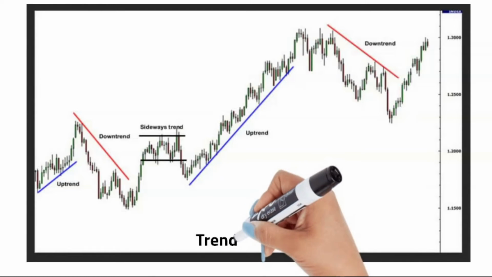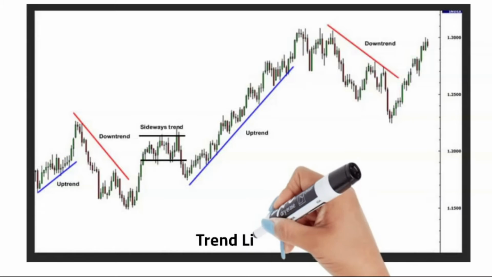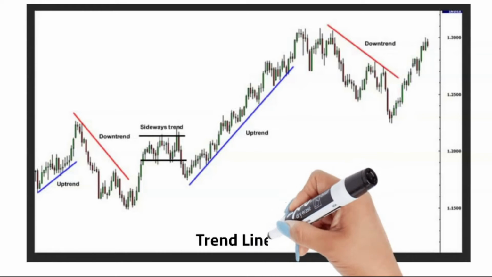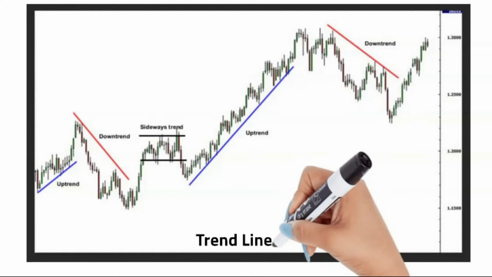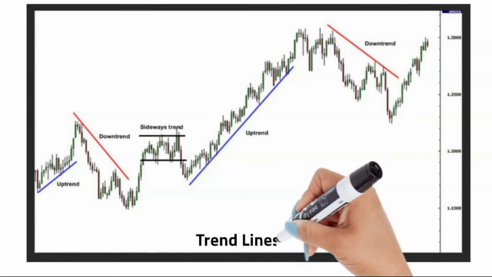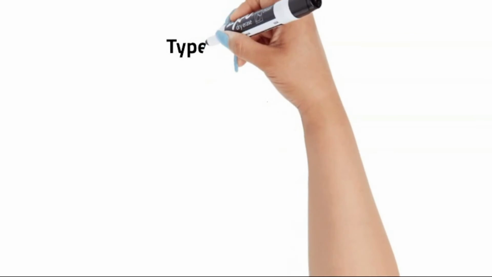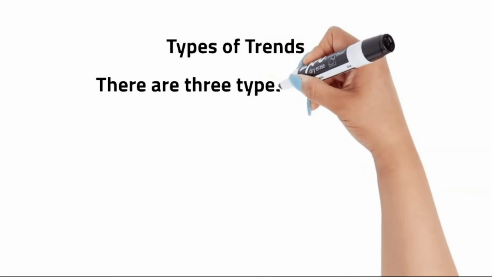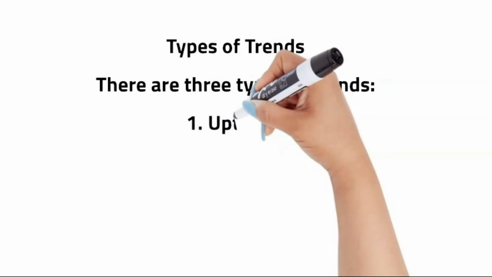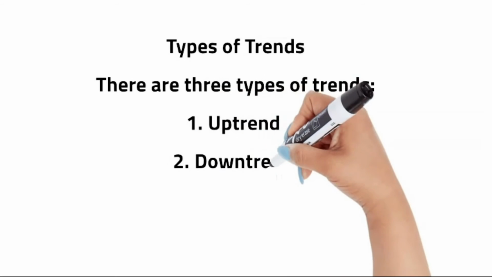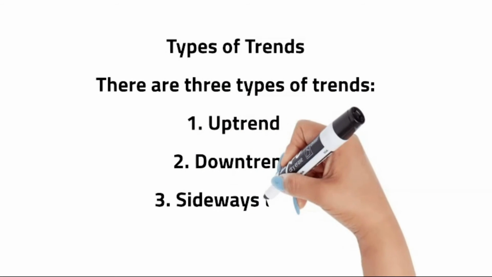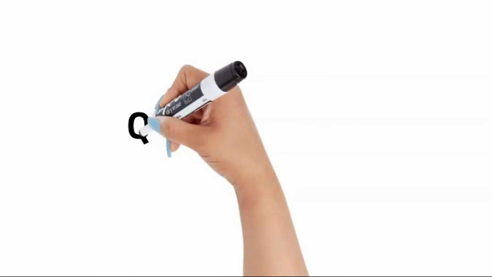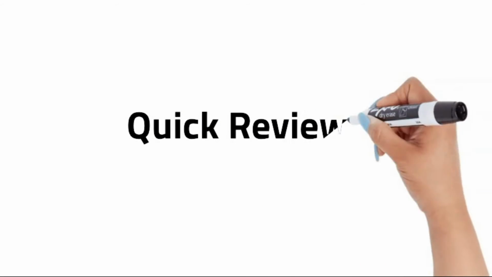How do you draw trend lines? To draw Forex trend lines properly, all you have to do is locate two major tops or bottoms and connect them. Yes, it's that simple. Types of trends. There are 3 types of trends. 1. Uptrend. 2. Downtrend. 3. Sideways trend. Let's do a quick review of what we have learnt in this lesson.